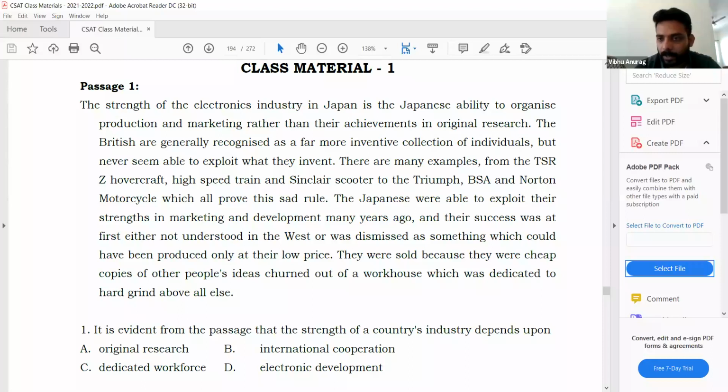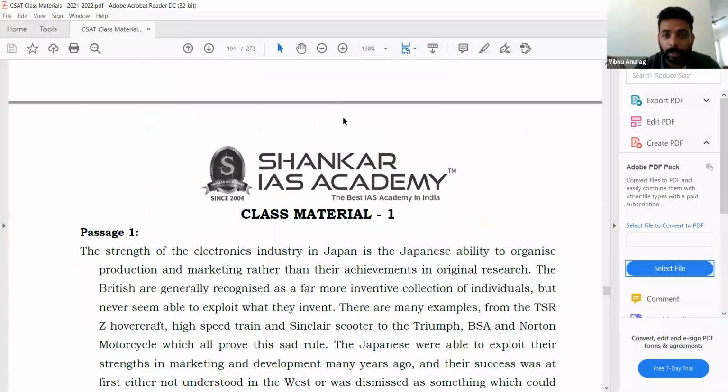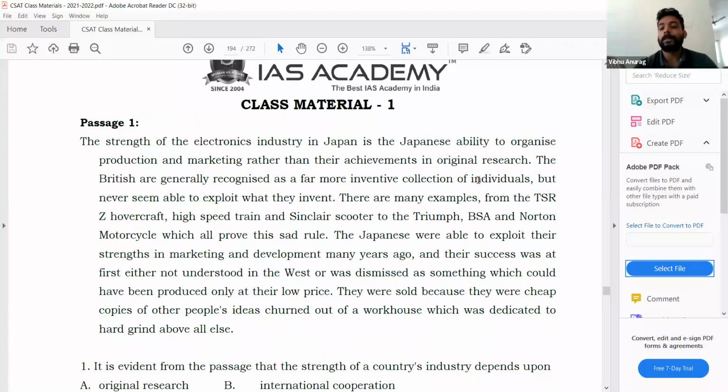I think Siddharth found it. Can you just tell the page number? 194. Okay. Then you have the handout with 272 pages. Because for me also it's on 194. Is it 194? So there is some discrepancy. Okay, some of you have got the old handout, some of you have got the new handout.